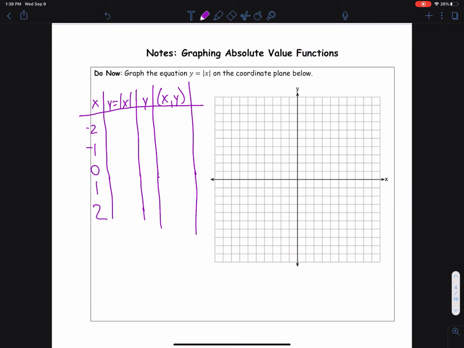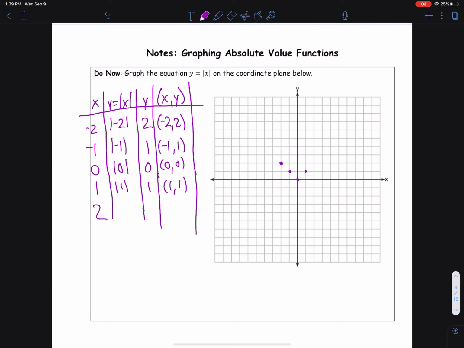So I'm going to plug in negative 2 for x here. The absolute value of negative 2 is 2. So my point that I'm plotting is negative 2, comma 2, which would be here. Do the same thing for negative 1. Absolute value of negative 1 is 1. So my point would be the x, comma the y. And I'm going to do this for every single point that I have. And lastly, absolute value of 2 is 2. So my point would be 2, comma 2.